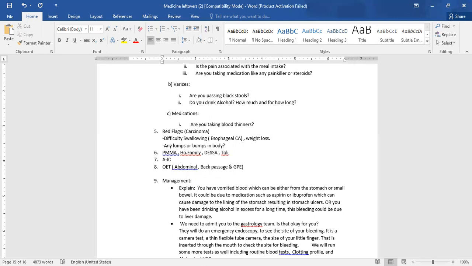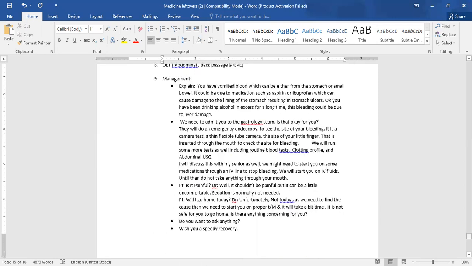Now again, you will ask the concerns and do mention the examination. Examination would be abdominal, back passage, and general physical examination. Then explain. So as you have vomited blood, which can be either from the stomach or the small bowel, it could be due to medication such as aspirin or ibuprofen, which can damage the stomach and cause ulcers, or you have been drinking alcohol in excess for a longer period of time. This bleeding could be due to liver damage. So what we need to do is admit you to the gastroenterology team.